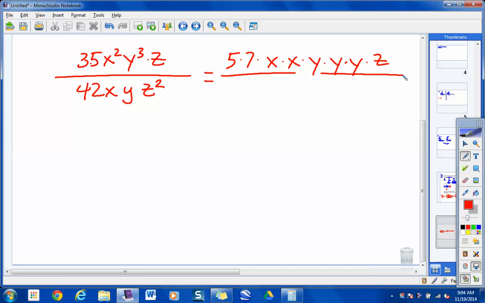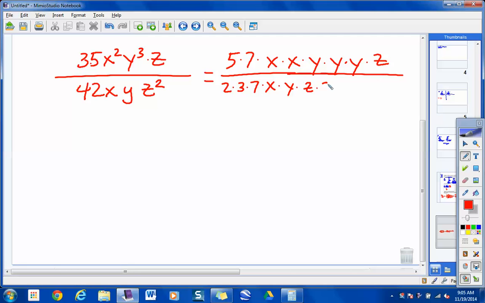Everybody agree with my top? Okay. What about the bottom? Is there an X? Brandon, how'd you break 42 down? 2 times 3 times 7. 2 times 3 times 7. Okay. And then what? Times an X times an X times a Z times a Z. There we go.